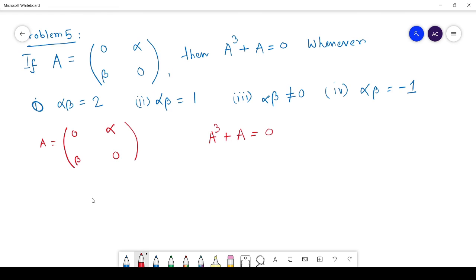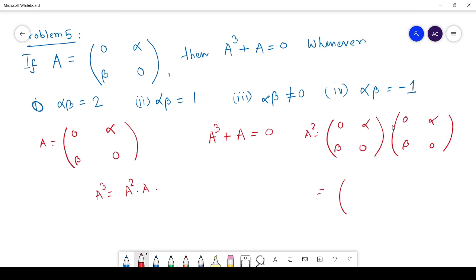Let's calculate A cube. So A cube, we already said, is nothing but A square into A. So first we will be calculating A square. A square is 0 alpha beta 0 times 0 alpha beta 0, which gives alpha beta in one diagonal position, 0 in the off-diagonal positions, and here beta alpha, or alpha beta, whatever. So this is the matrix we are getting.